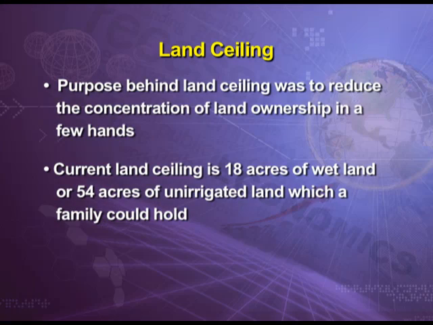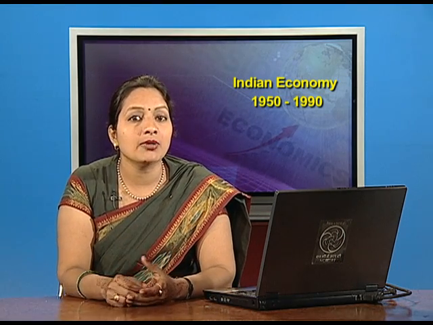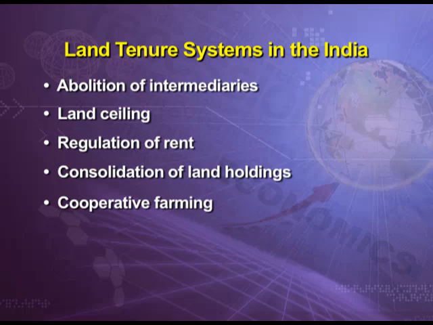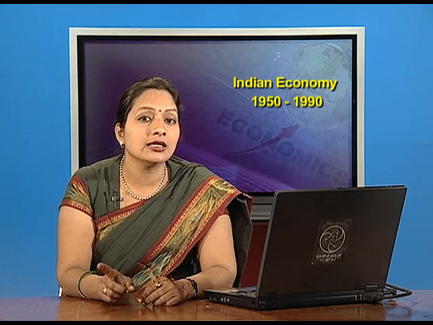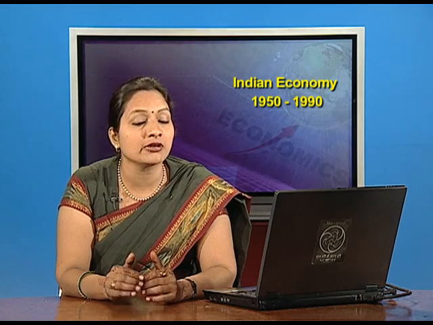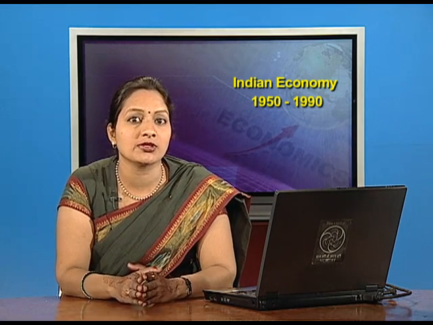And now, the current land ceiling is 18 acres of wet land or 54 acres of unirrigated land which a family could hold. But in some areas, even today, the former Zamindars continue to hold large areas of land by making use of loopholes in this law. Another land reform was in the form of regulation of rent. In this policy, rents were fixed in order to avoid illegal extortion of the cultivators, as we have said that earlier the Zamindars charged interest at the rate of 18% to 50%.